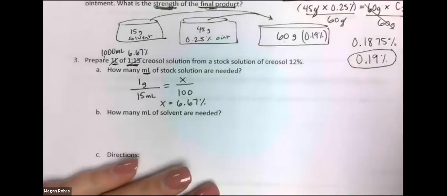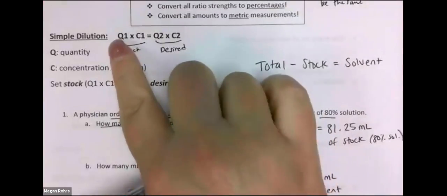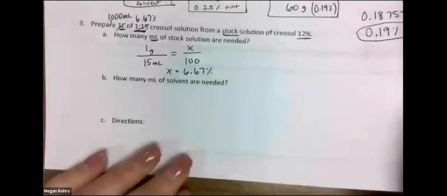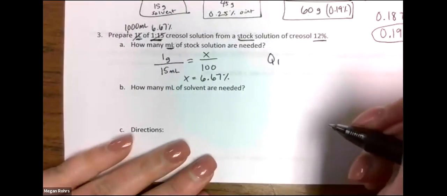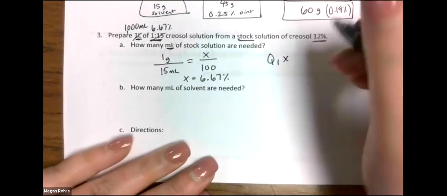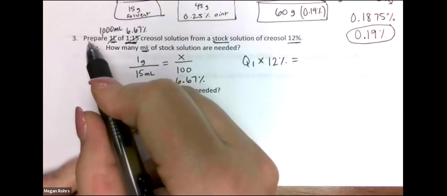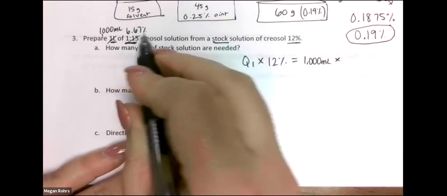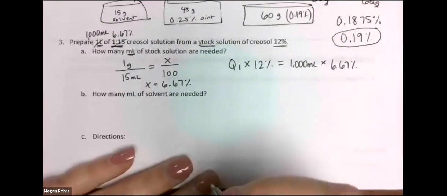So remember, always set your stock equal to your desired. This time, all we know about our stock is that it's 12%. So I do not know my stock quantity. I do not know Q1, which is what our question is asking for here. How many mils of stock solution? Well, I don't know that yet. That's what I'm solving for. Stock concentration, we know, is 12%. And then we set that equal to our desired. Well, we want to make 1,000 mils, which is our quantity, of a 6.67% solution. So then I can solve for Q1.